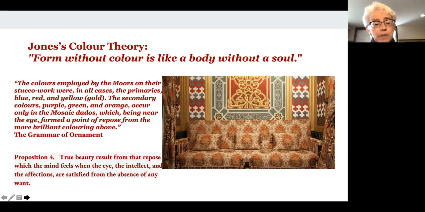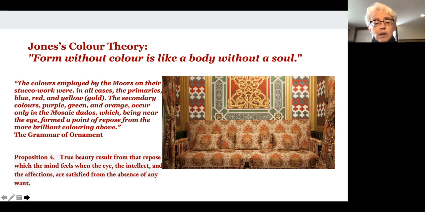And in the Grammar of Ornament, he says, the colors employed by the Moors on their stucco work were in all cases the primaries, blue, red, and yellow, aka gold. The secondary colors, purple, green, and orange, occur only in the mosaic dados, which being near the eye formed a point of repose from which the more brilliant coloring above. So Proposition 4 speaks to this, I think.